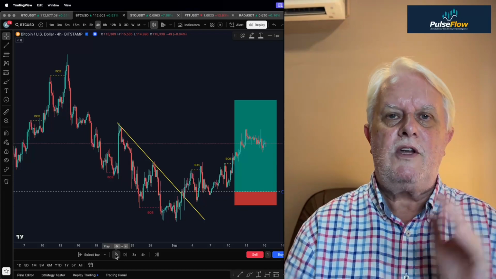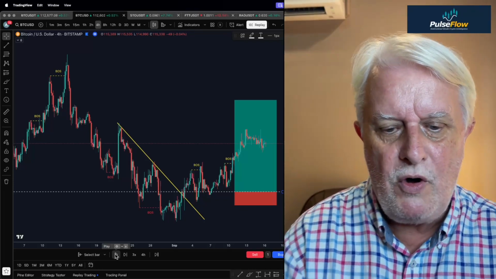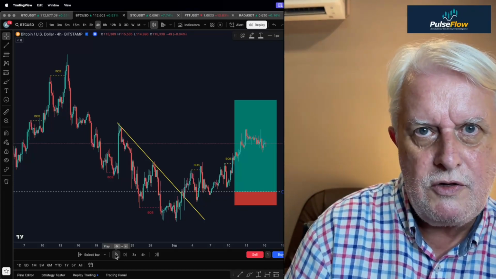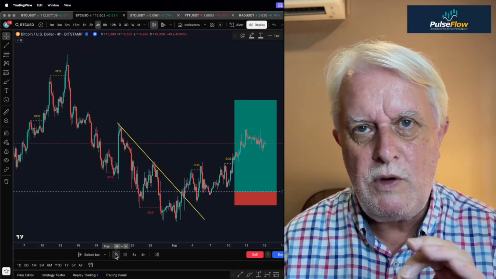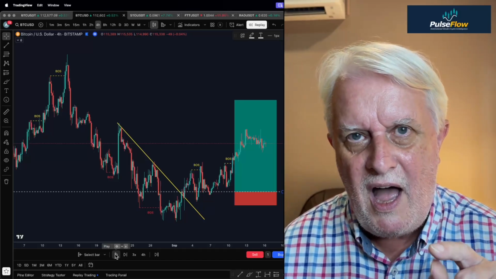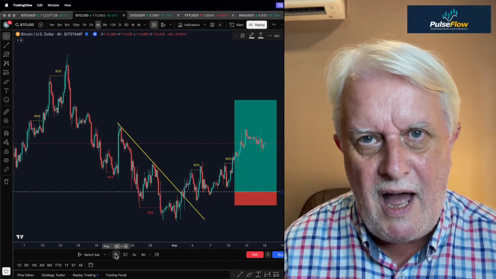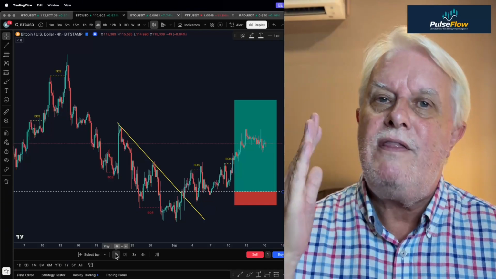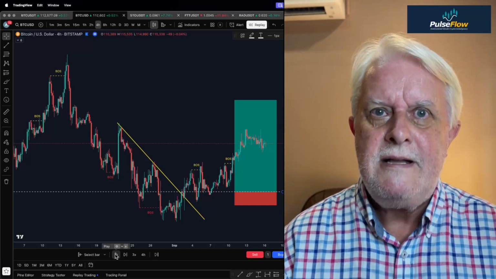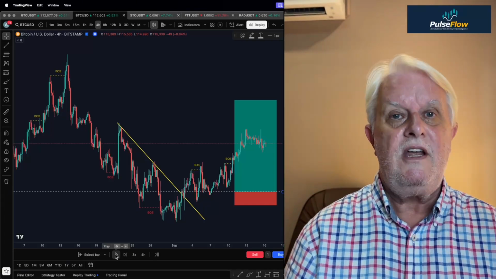Let me stop that. We're trading with the trend, and we're allowing the break of structure to guide us to when we should go in. We get that higher high break of structure. We wait for the higher low and the reversal, and then we can take the trade. So that's it for this particular lesson.